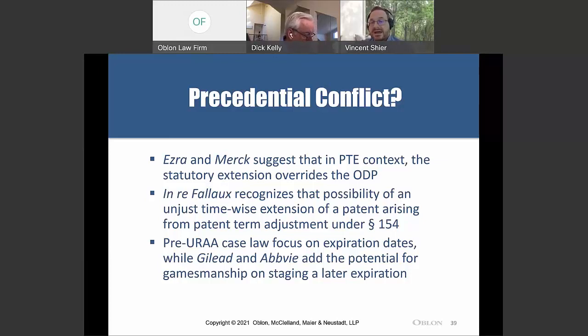But I think when we look at the focus, just like Dick mentioned, when we look at the focus of Gilead and AbbVie at the potential for gamesmanship and staging to arrive at a later expiration date, where you have a statutory guarantee, as in 154, and that statutory guarantee is what gives rise to the later expiration date, there's a good argument that could be made that just like in Ezra, the term should be allowed to stand, and double patenting should not apply.